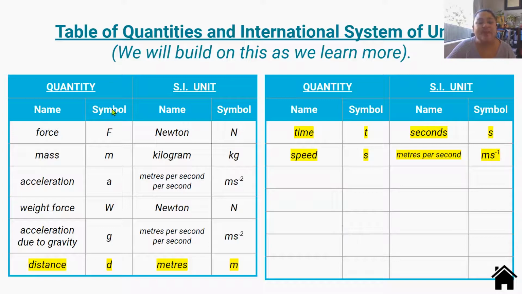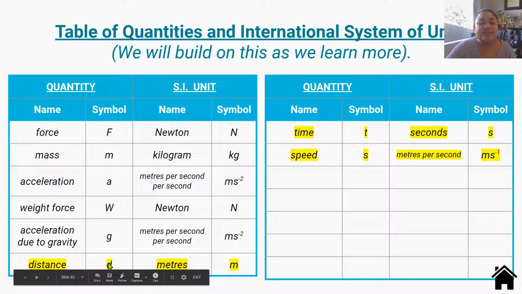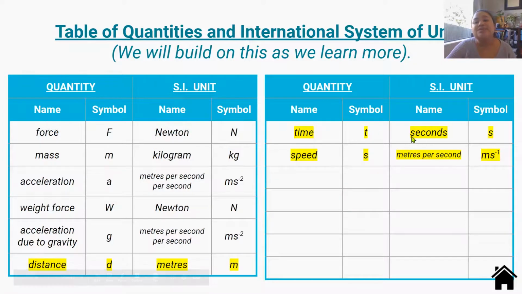But before we do that, I would like you guys to update this table of quantities in the international system of units. In the previous lesson, we took these ones down, but today, please copy down these new symbols and units and measures. So we learnt about distance, which is the symbol d, and it's measured in meters, which is the symbol m. We learnt about time, which is the symbol t, and it's measured in seconds, which is the symbol s. And we also learnt about speed, which is the symbol s, and it's measured in meters per second, which is the symbol ms to the power of -1.